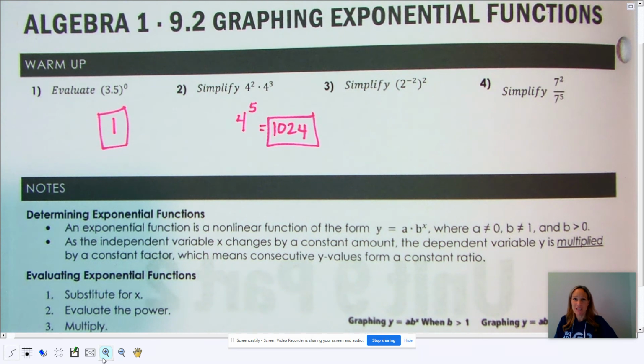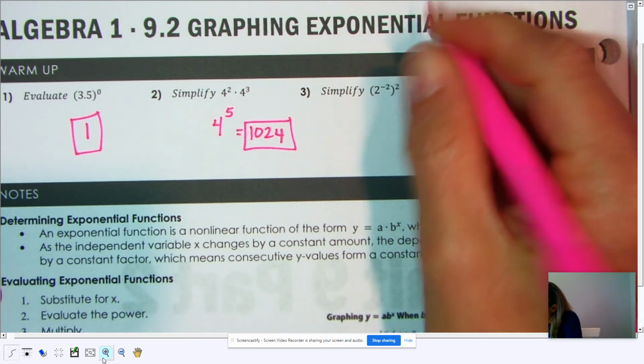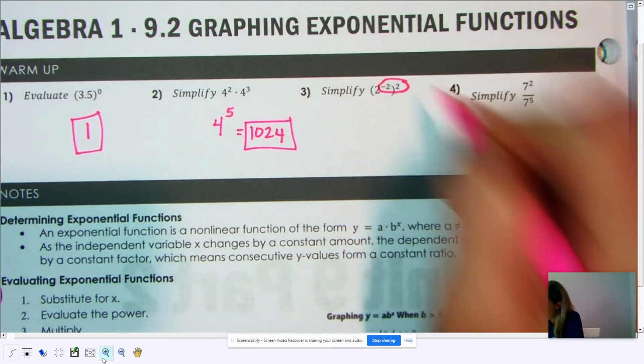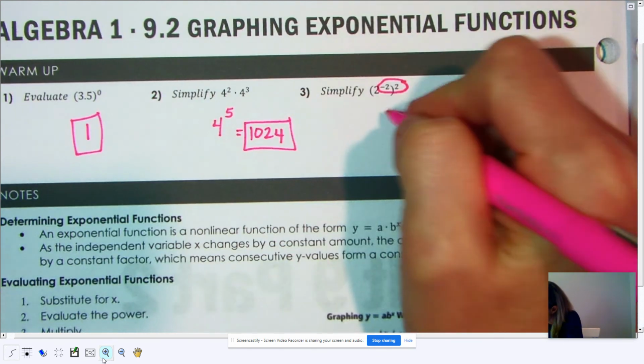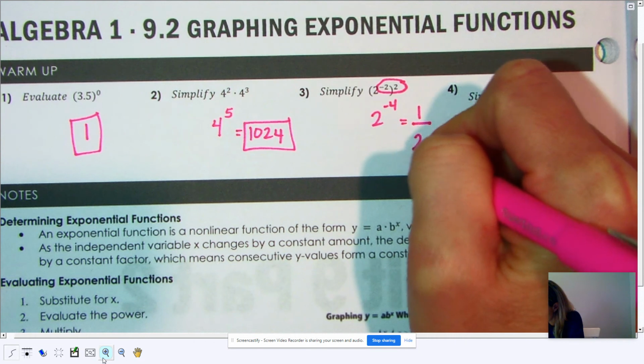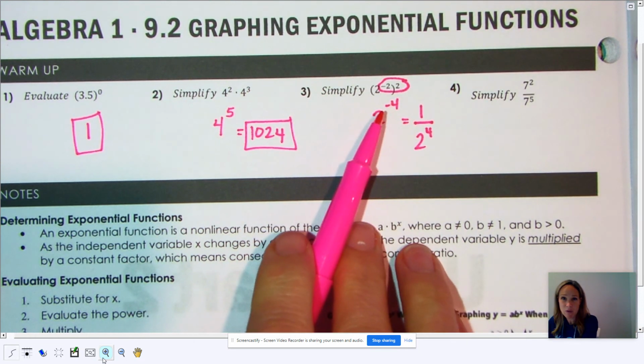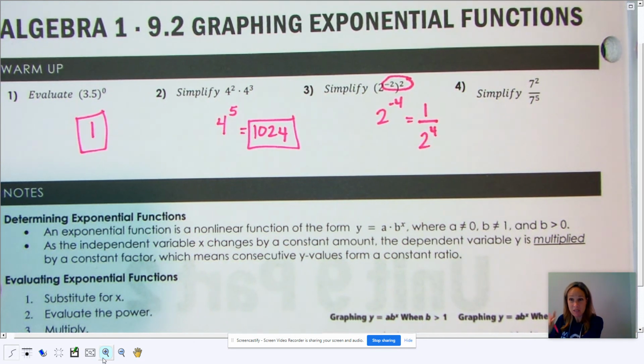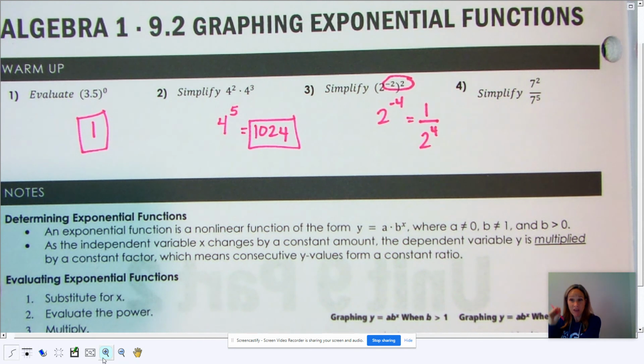So question number 3, we're going to simplify. Remember that we multiply the exponents here. So we have 2 to the negative 4, which is equal to 1 over 2 to the 4, because remember that a negative exponent doesn't mean my value is negative. It means I'm doing the inverse operation. And so instead of multiplying by 4 2's, I'm dividing by 4 2's.